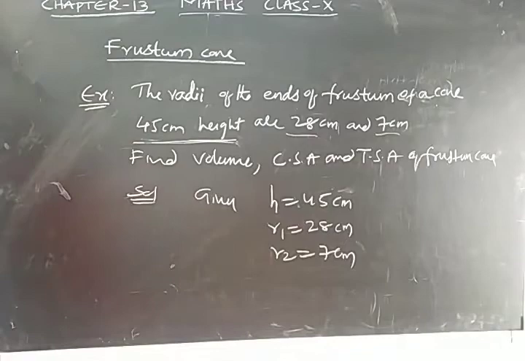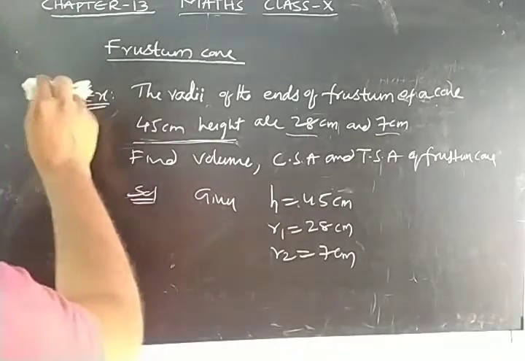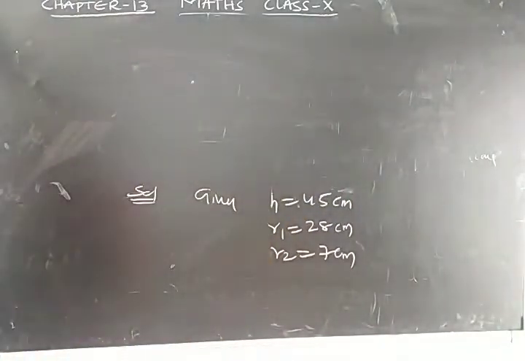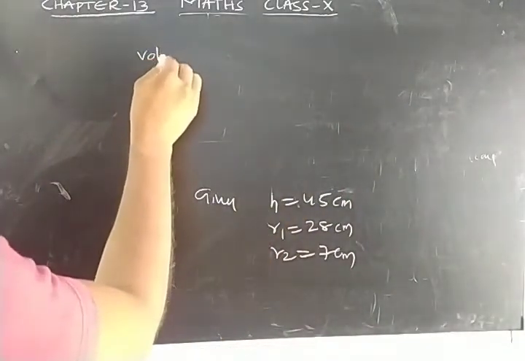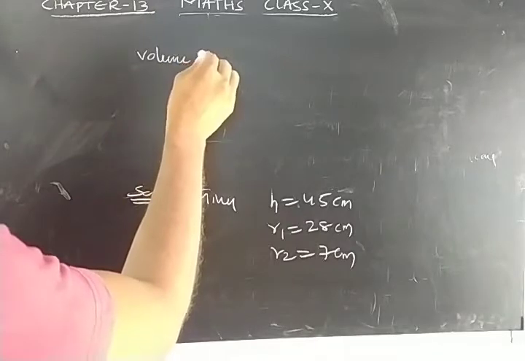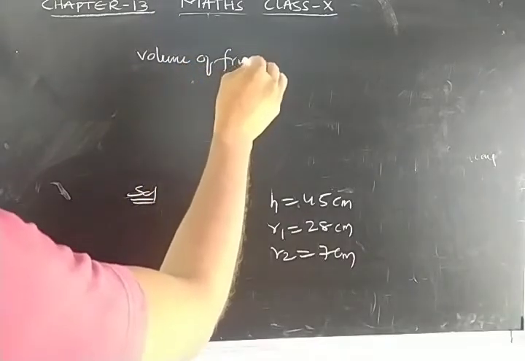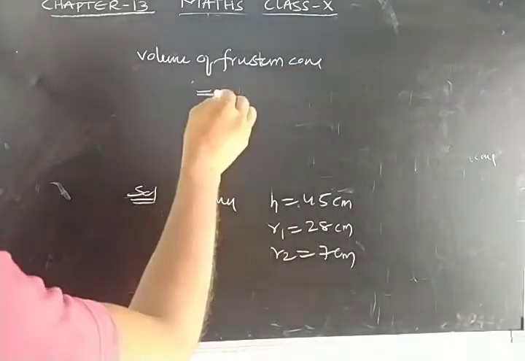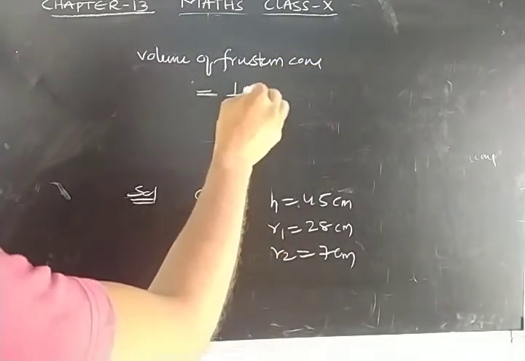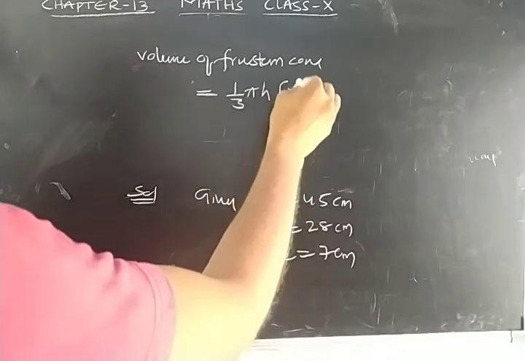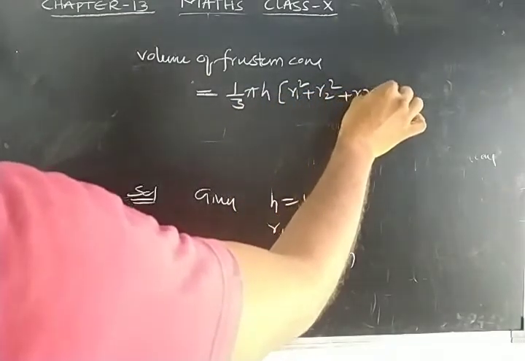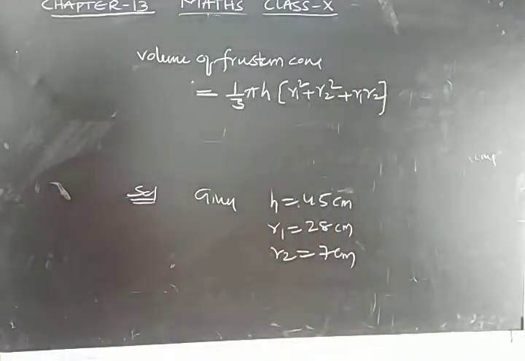Now I am going to find the volume of the frustum cone. What is the formula for the volume of the frustum cone? 1 by 3 pi into h (R1 square plus R2 square plus R1 R2). This is the formula for the volume of the frustum cone.